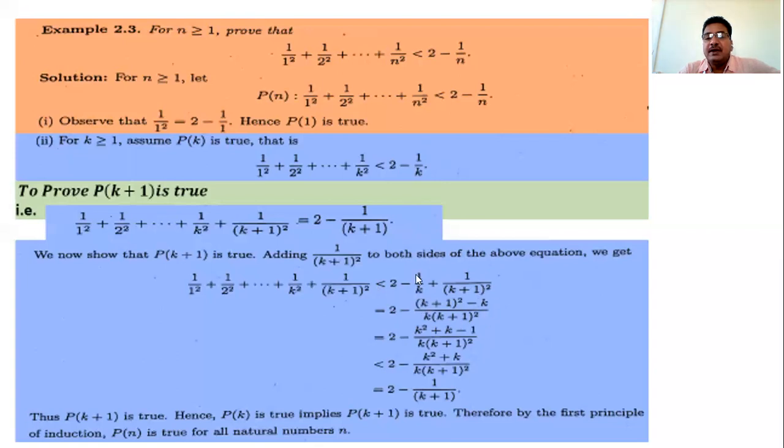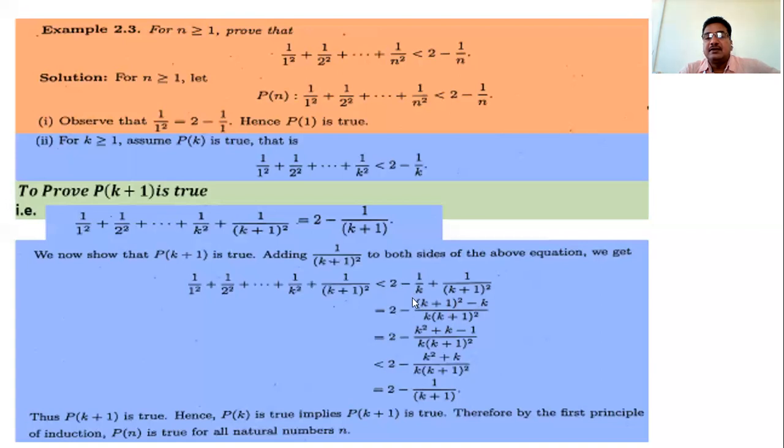And so what we have? 1 into (k+1)². This minus, here is the effect of this minus sign on this plus sign. So minus k, this into this, minus k. So the effect of this, right?